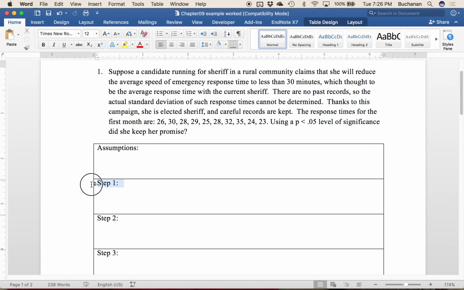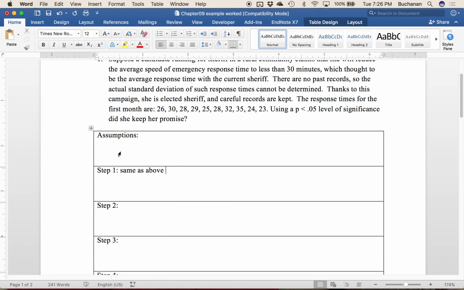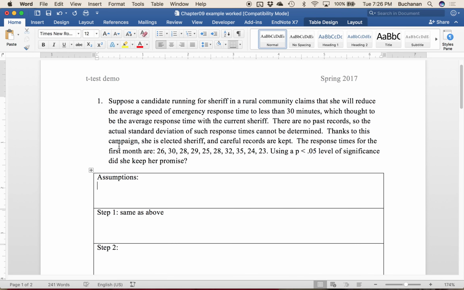Let's start with those assumptions. Now, the assumptions are the same as step 1. I used to have them in using an old book where assumptions were not part of the steps, but this is my fault for not updating this. So really, assumptions we should just write up here as step 1, and then just delete this row.